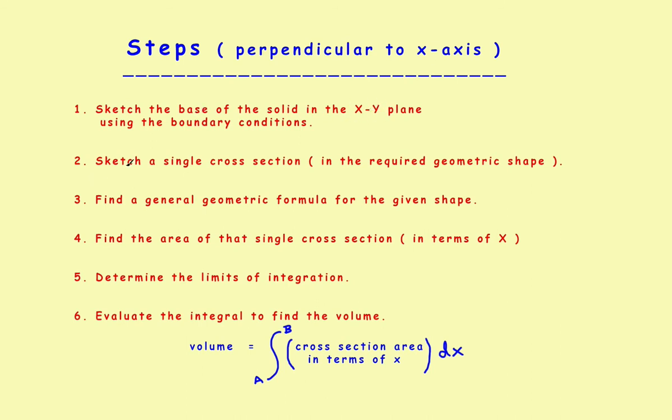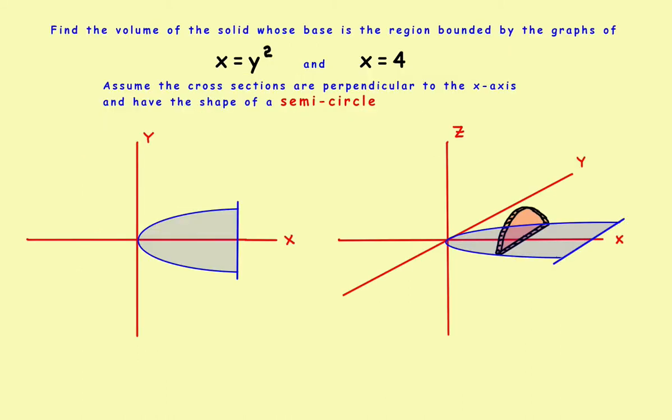Now the next one says to sketch a single cross-section in the required geometric shape. So we're going to sketch a single semicircle cross-section. And what that would look like, and again, I'm going to go over here to do this, but just like on this one, you begin with a baseline.